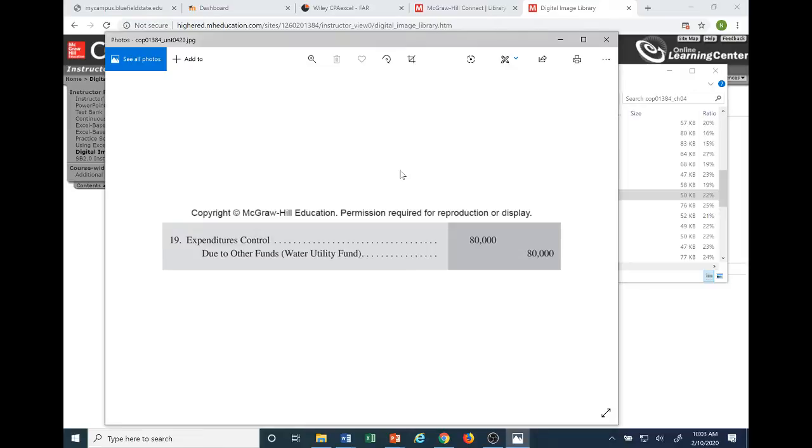So the general fund entry is going to look like this. Obviously, if we've received the water services from the water fund, then we've incurred an expenditure. So we're going to debit expenditures control for $80,000, and then we're going to credit due to other funds, water utility fund, for $80,000. So the general fund has incurred an expenditure for the water service, and we've set up a liability to pay the water utility fund for $80,000. Pretty simple, right?